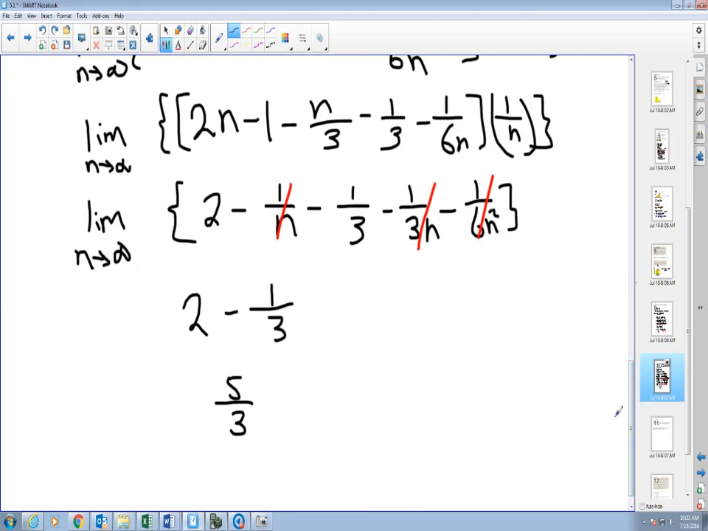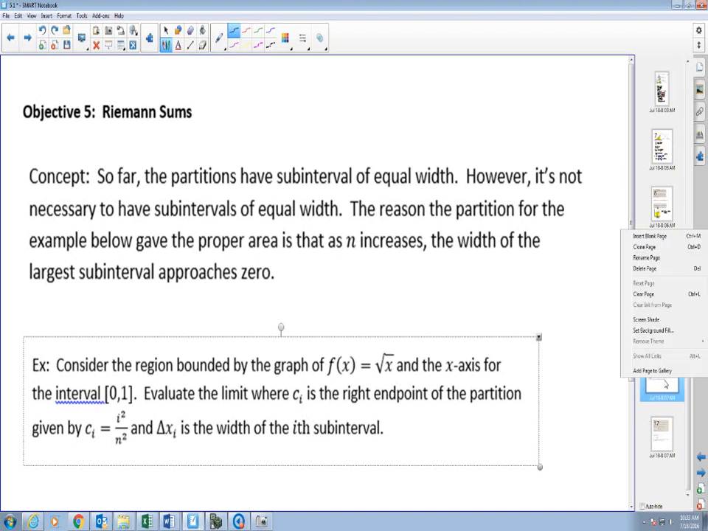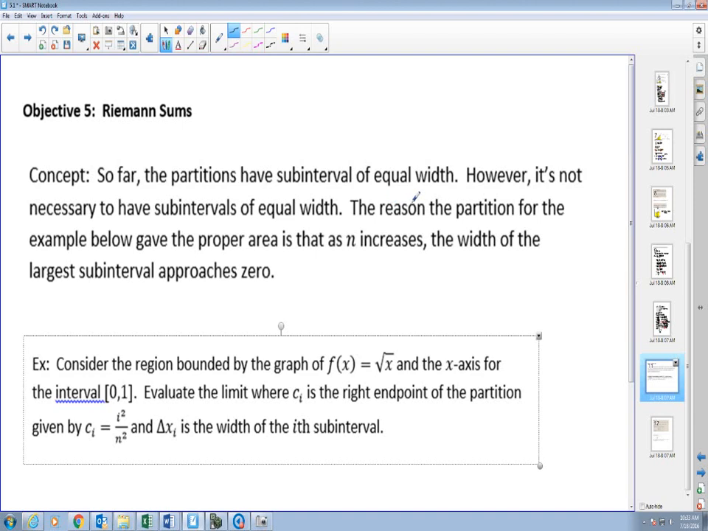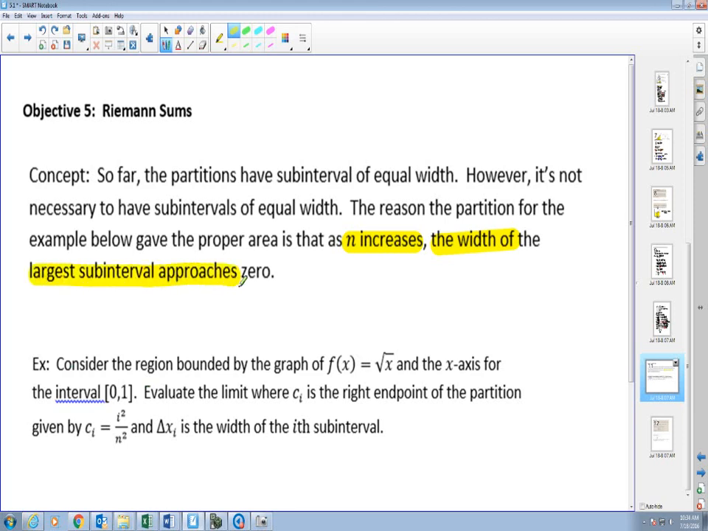Now, all the stuff we've been talking about here ties into something called the Riemann sum. So far, all the partitions have had subintervals of equal width. We are making the assumption of all the areas under the region having equal width. However, it is not really necessary to have subintervals of equal width. We can actually have different sizes of width for all these subintervals. The reason the partition in the example below gives the proper area is that, as n increases, the width of the largest subinterval will approach zero.